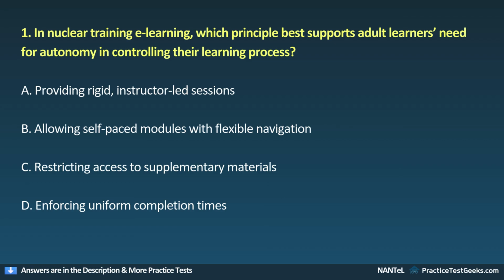1. In nuclear training e-learning, which principle best supports adult learners' need for autonomy in controlling their learning process? A. Providing rigid instructor-led sessions. B. Allowing self-paced modules with flexible navigation. C. Restricting access to supplementary materials. D. Enforcing uniform completion times.